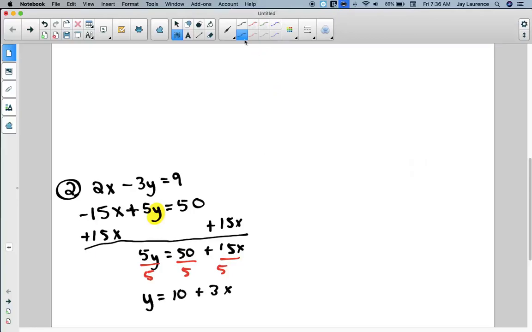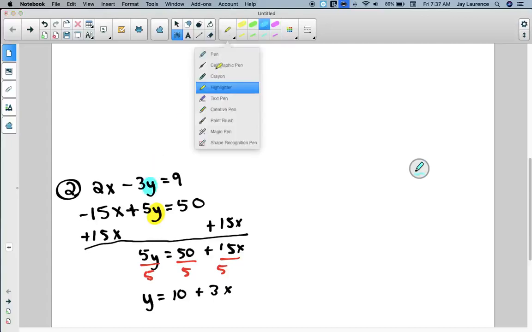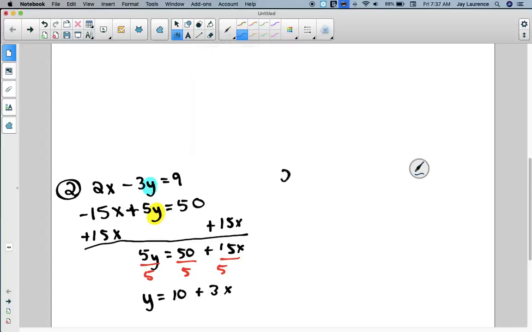Okay, now I'm ready to substitute. And remember, I must do that in the other equation. I'm going to put the 10 plus 3x in for y there. So I'm going to get 2x minus 3, and that'll be times 10 plus 3x, and sorry, that was in my way. Where am I? Equals 9.